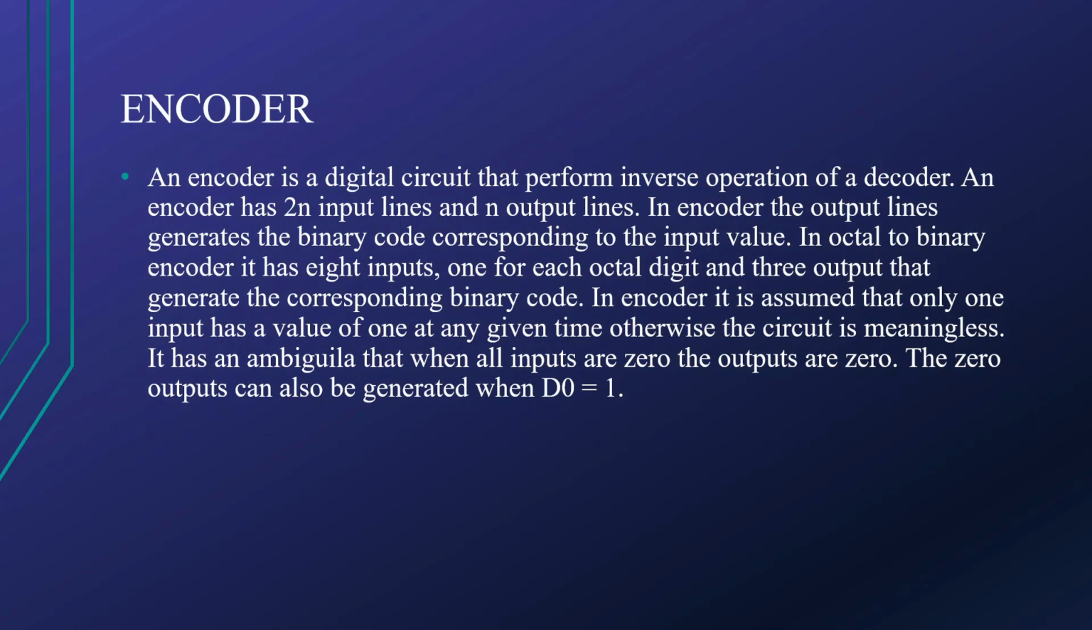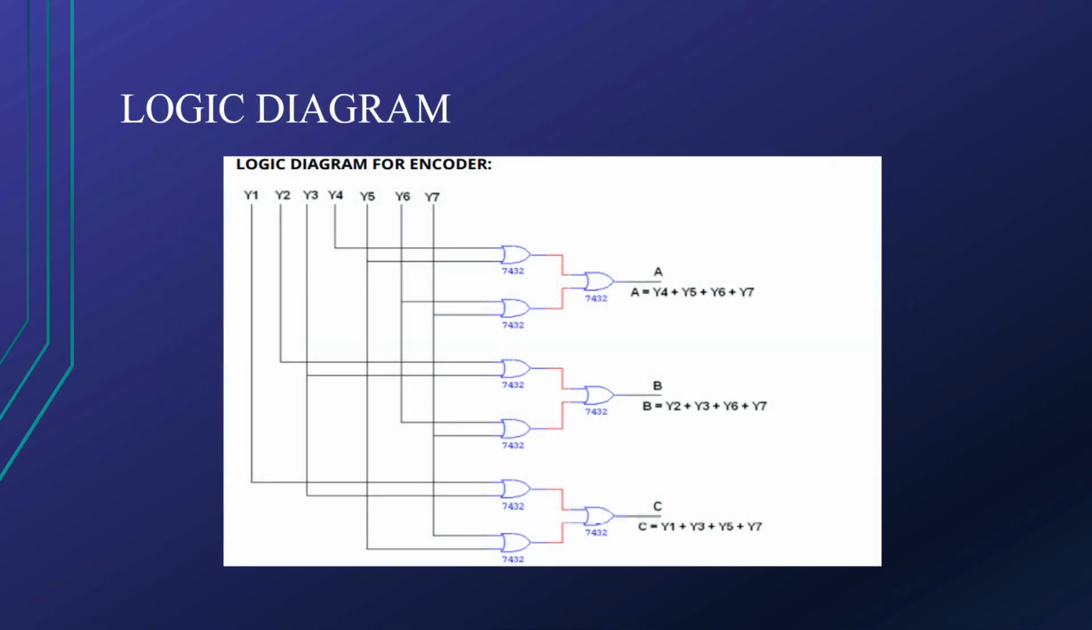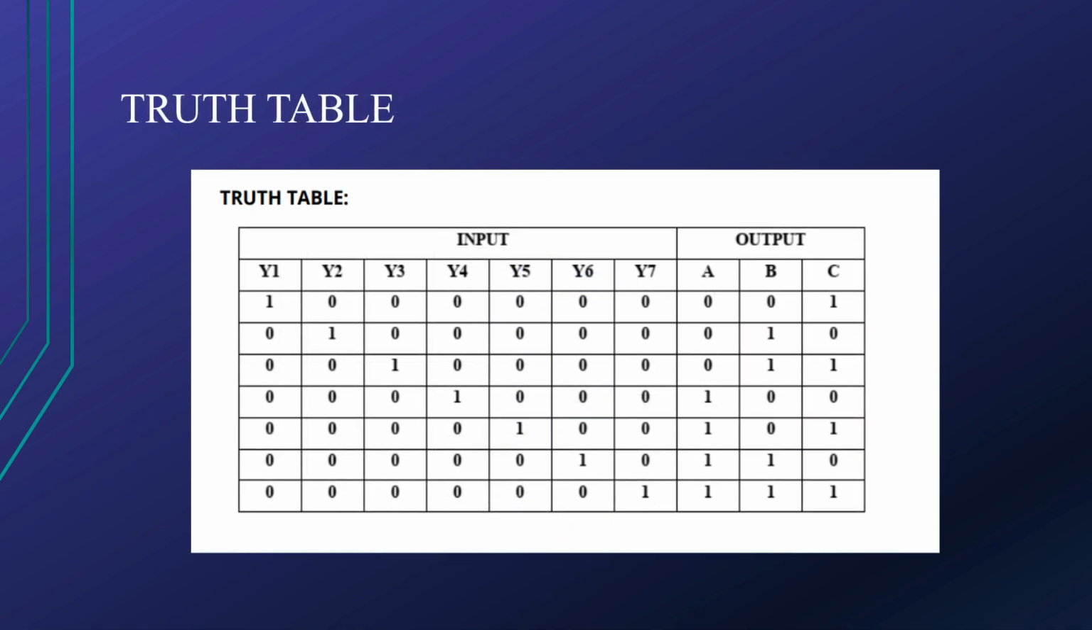So encoder. What is an encoder? An encoder is a digital circuit that performs inverse operation of a decoder. An encoder has 2^n input lines and n output lines. In encoder, it is assumed that only one input has a value of 1 at any given time, otherwise the circuit is meaningless. So now, this is the logic diagram for encoder. This is the truth table for encoder. You have 7 inputs and the outputs are A, B, C.